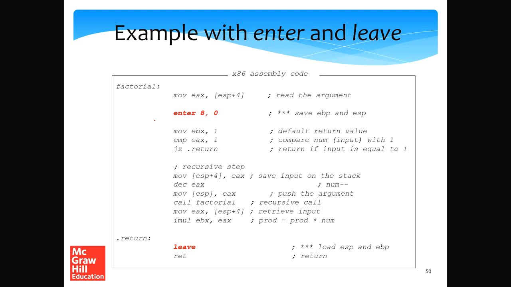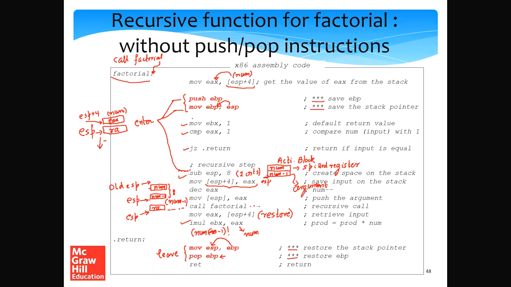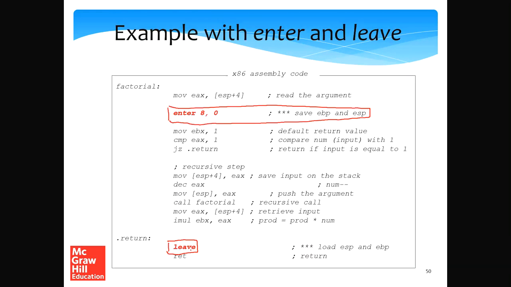So if we were to write the previous program, what do we have to do? All that we have to do is add only two instructions and remove all the other instructions. So let me go back to the figure that we complicated by writing a lot of things. Essentially these three instructions get fused into one and these two get fused into one. So we call the enter instruction, which saves the base pointer and the stack pointer and also creates an activation block of size 8 bytes. The rest of the code is the same.